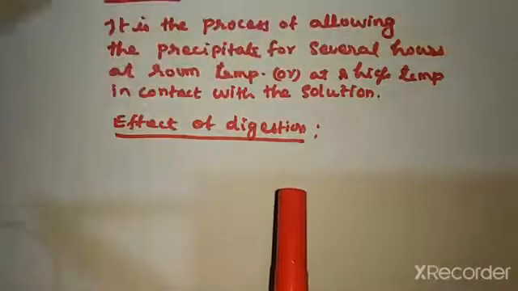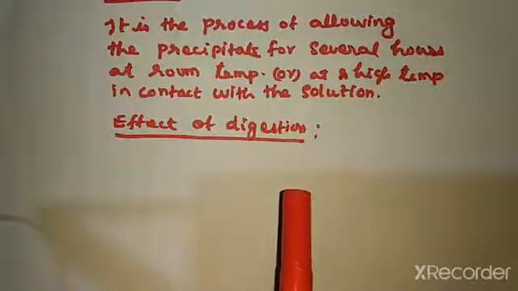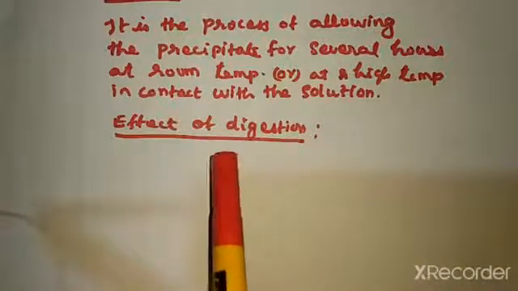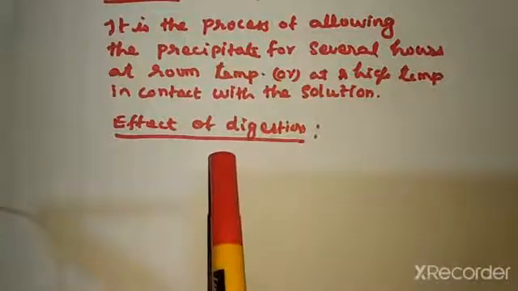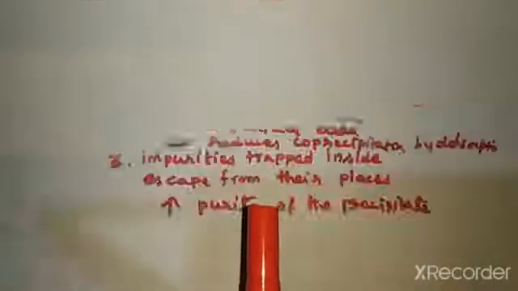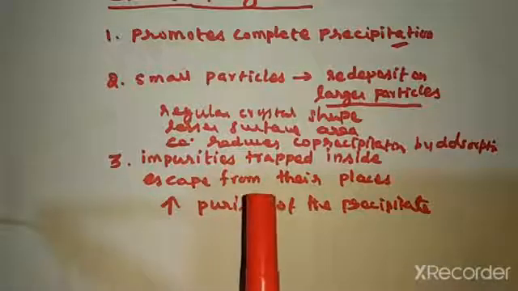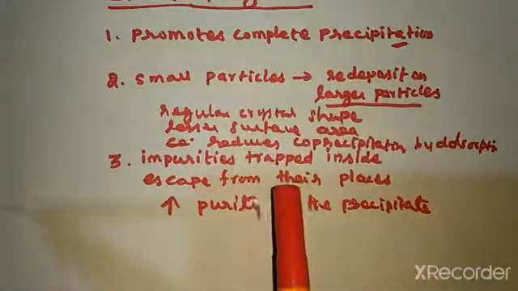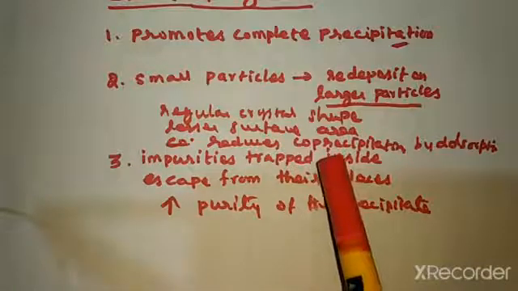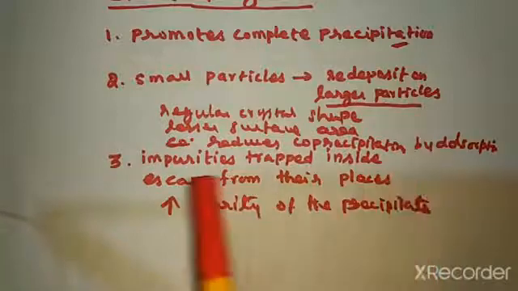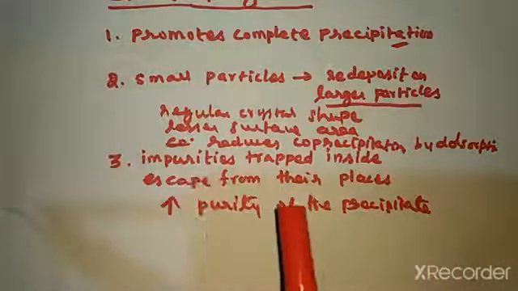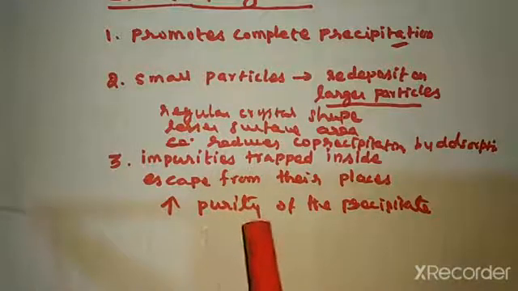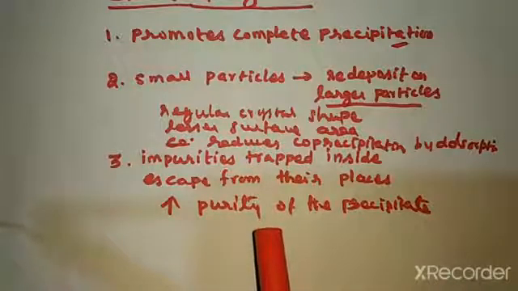And then we have discussed the digestion of the precipitate. We have defined what digestion is, what the purpose of digesting is, and what happens when the precipitate is digested. The effects of digestion are that it promotes complete precipitation and increases the particle size, which reduces co-precipitation and decreases the impurities. Therefore it increases the purity of the precipitate, and then we can estimate the exact amount of the ion present in the solution.